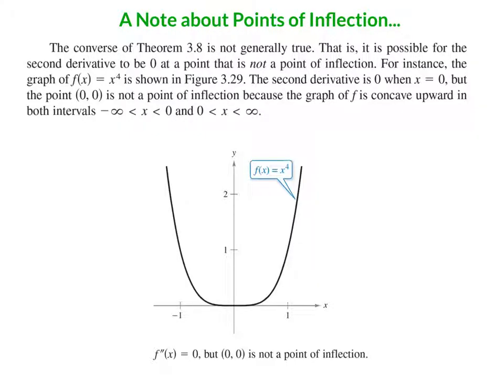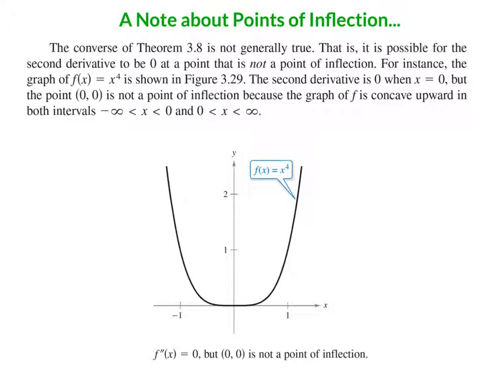And now I'd just like to take a moment to make a quick note about points of inflection. So we talked about our last theorem 3.8, which told us that if the second derivative equals 0 or if that second derivative doesn't exist at a point, then that is a point of inflection. But the converse of that is not always true. So what that means is it's possible for the second derivative to be 0 at a point, but not be a point of inflection. So that may not be earth-shattering news to you, but it does happen sometimes.